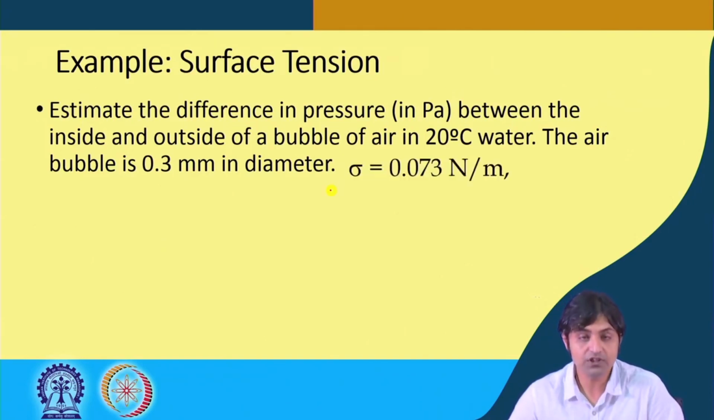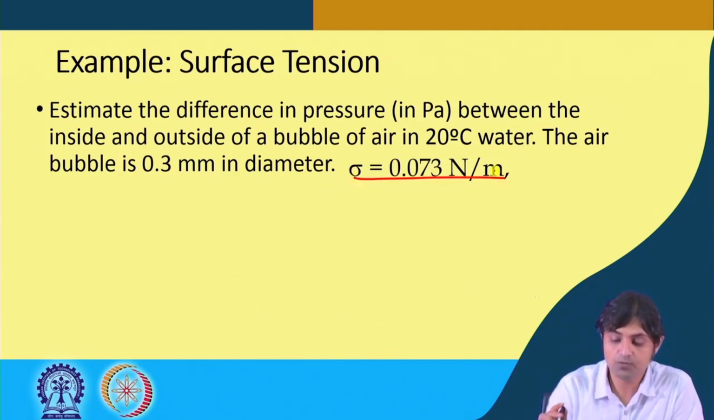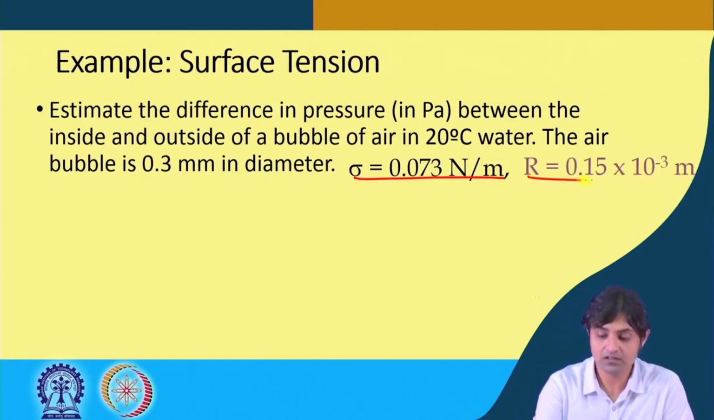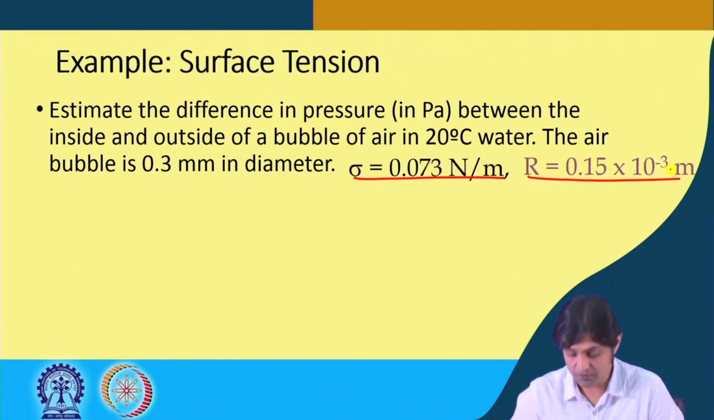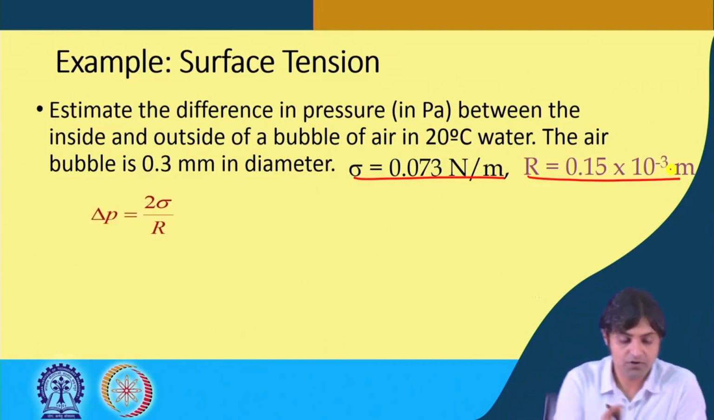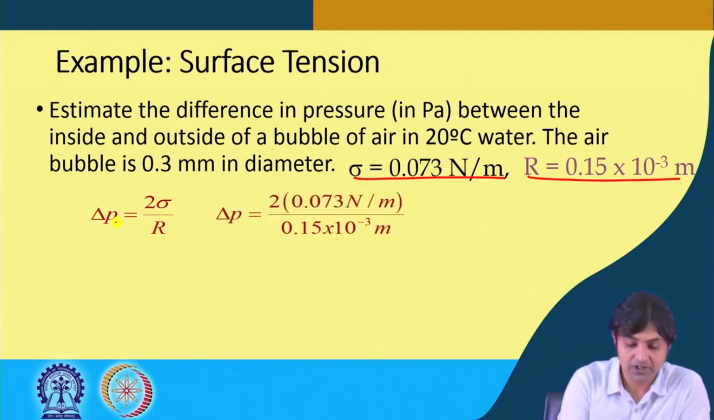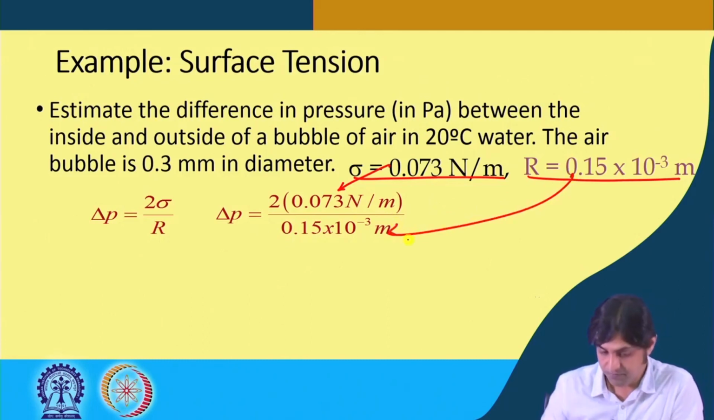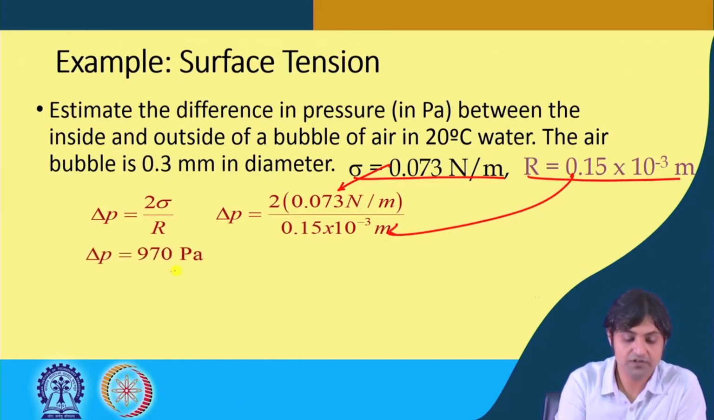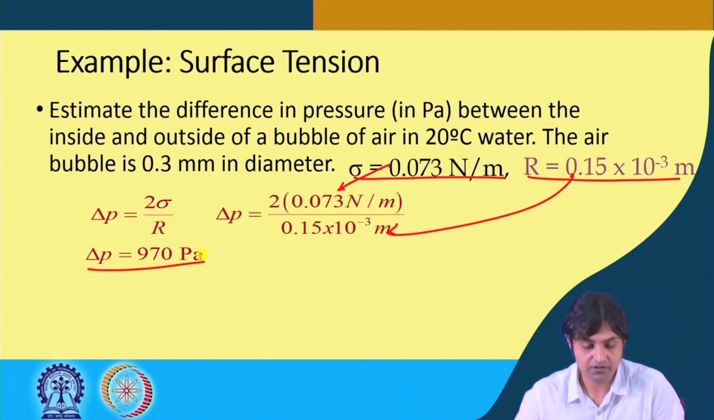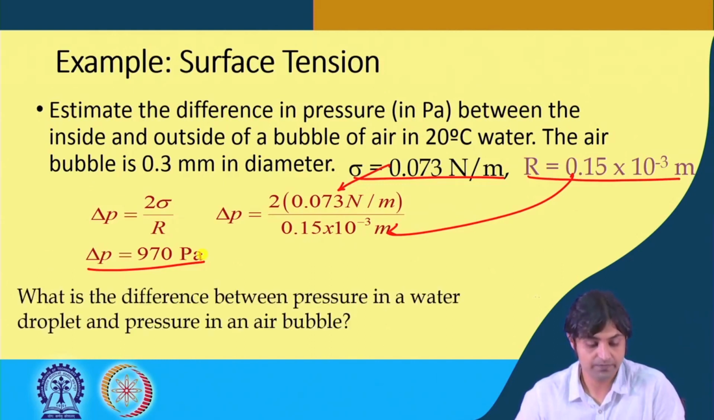So, we already know the equation here. Sigma is given as 0.073 Newton per meter, and R is the radius, 0.15 into 10 to the power minus 3. We have already seen the equation, delta P is 2 sigma by R. So, delta P is 2 sigma, and R is 0.15, and the pressure difference comes out to be 970 pascals. I think it is very simple to calculate.